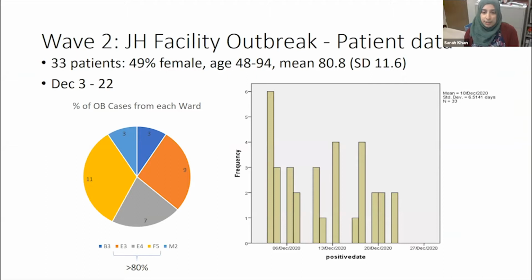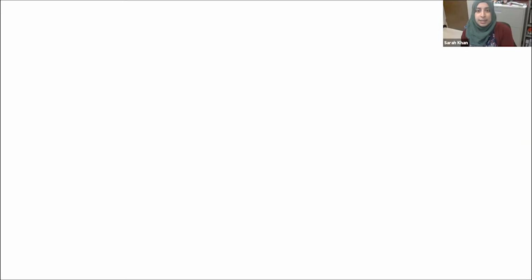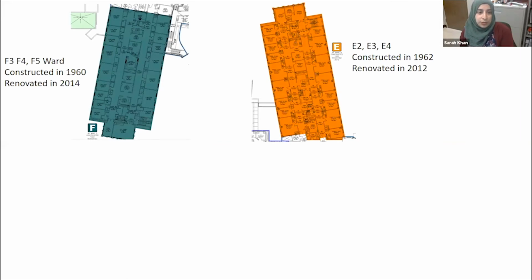This is the actual epi curve and the onset of dates, and you can see it was clearly a propagated outbreak. It didn't have a peak and a fall. It really continued to propagate. To remind you a little bit around our landscape here at the JH, the E and the F wards, again, were our most troublesome wards. They're quite old and they were renovated, but part of the challenge being these are multi-bed rooms, which also perpetuates the risk for easy transmission to occur.